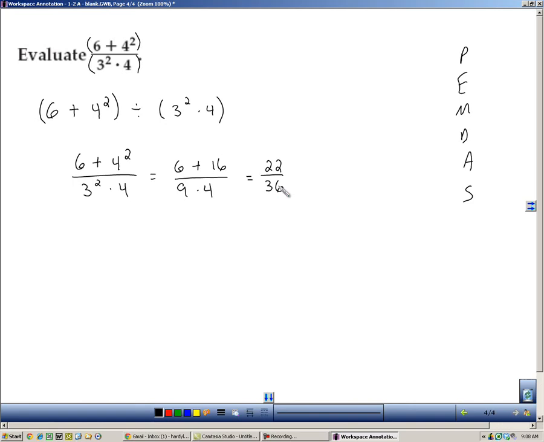Now we'll do division. Since it doesn't divide evenly, all we can do is simplify. So we'll divide the top by 2 and reduce, divide the bottom by 2. 11 over 18, which I don't believe reduces anymore. So when you have a fraction, a big fraction like this, treat it as if there's parentheses on the top and the bottom, and simplify accordingly.